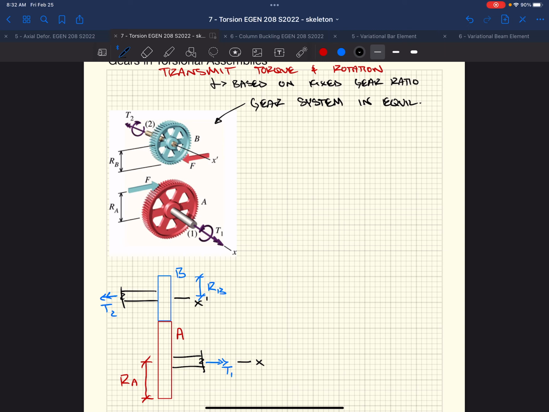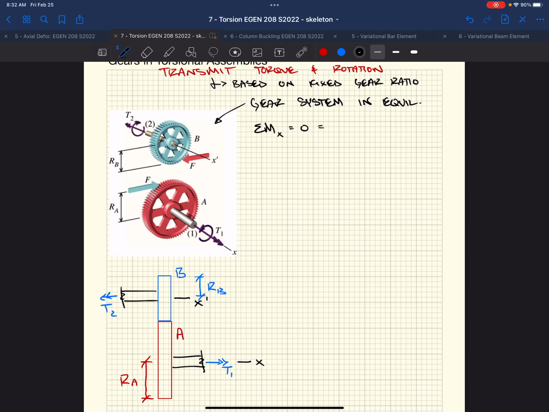So we can sum moments in our free body diagrams, right? We can sum moments about the X prime axis, and we can sum moments about the X axis, and get a relationship between the radius of the gear and the force applied F, based on the torque. So if we sum the moments about the X axis, we know that has to equal 0. Now we're looking at the bottom gears there, gear A and torque 1.